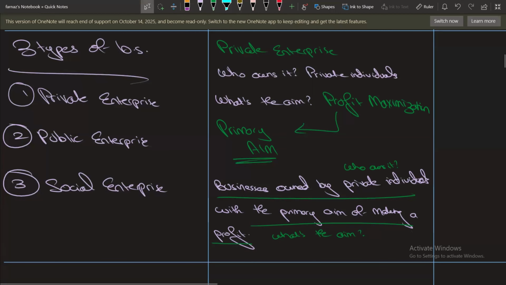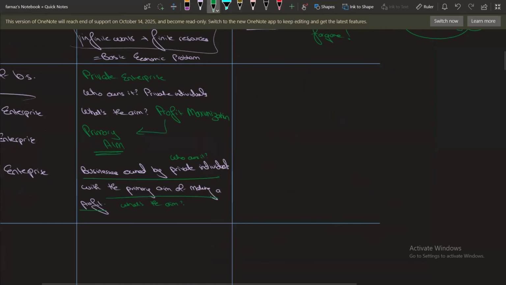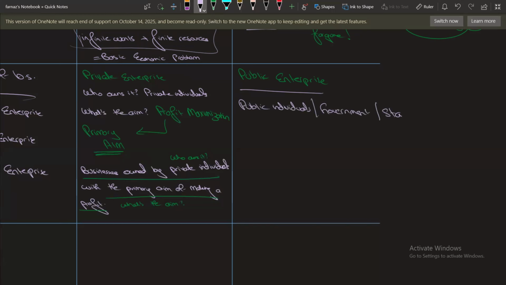Okay. I hope it's clear. For public enterprise, I am not going to shout that much and I am not going to be hyper. Very calmly, I'm going to tell you that in public enterprise, who owns it? It's owned by public individuals. It's better to use the word government. It's owned by government. It's state owned. Okay, that means it's owned by government. Okay, so public enterprises are owned by public individuals or government or state owned. These words are more recommended to be written down.